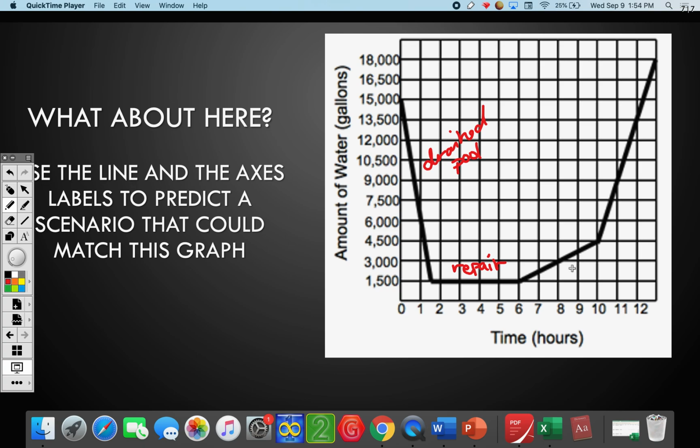And then what happens here? Here you're going to fill up, but you're only going to fill it up a little bit. You're going to fill it up slowly. Now, why would you fill it up slowly? I think this supports my idea that there's a repair. If you've cleaned it, you can just fill it up at a constant rate.